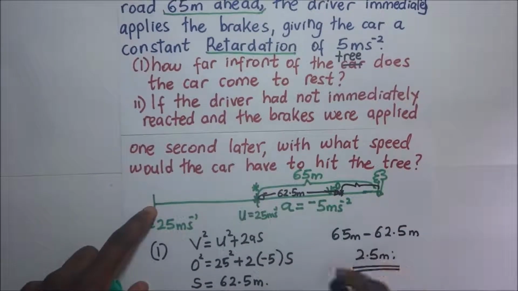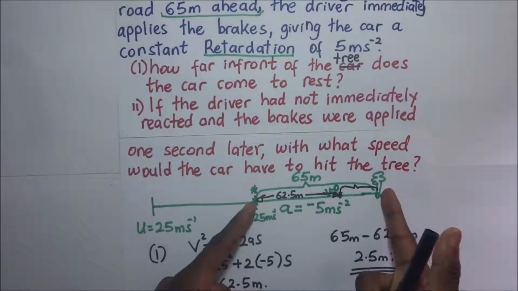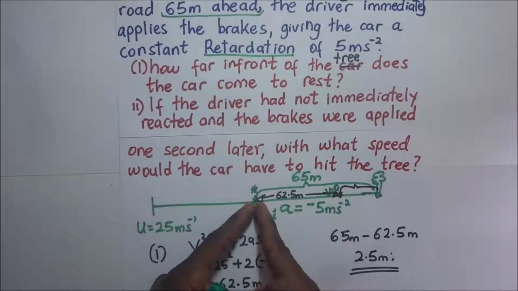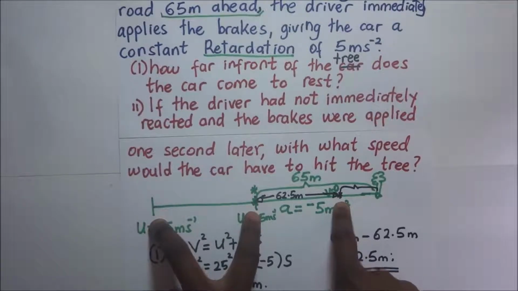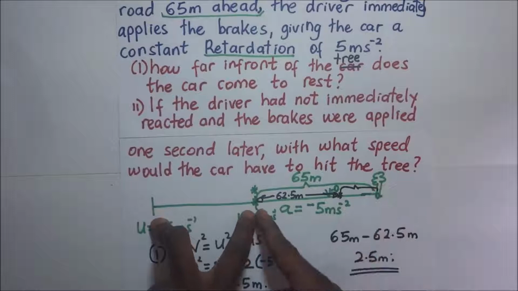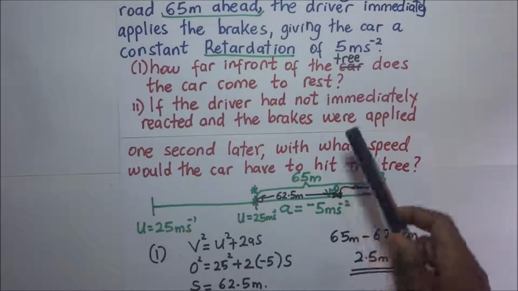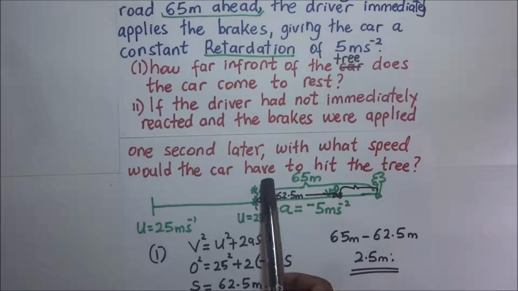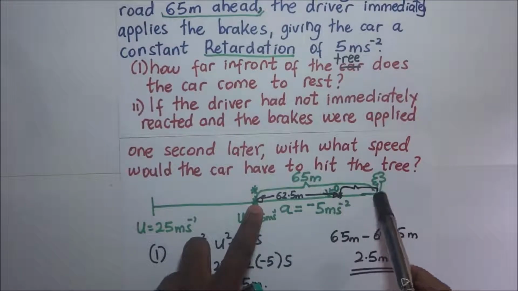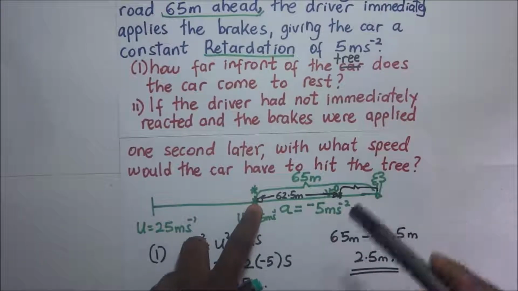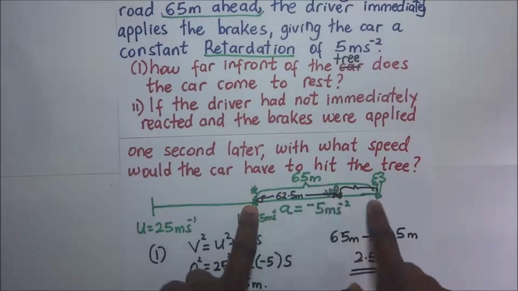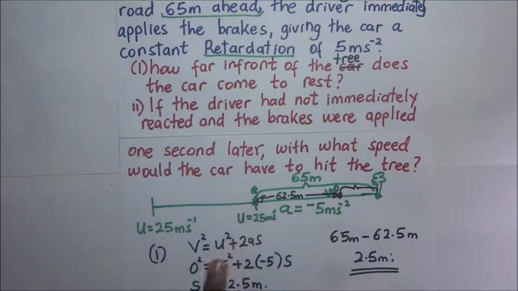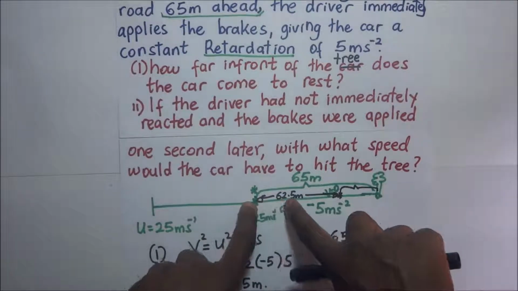So again, as he was moving, he notices that the tree is 65 meters ahead. He applies the brakes, and he's able to stop somewhere before he hits the tree. Now the question is telling us, what if he had not applied the brakes immediately, and he delays by just 1 second? The question implies that when he does so, he is definitely going to hit the tree. So with what velocity does he hit the tree? Since he noticed it 65 meters ahead, if he delays just 1 second, there is a certain distance he is supposed to cover.